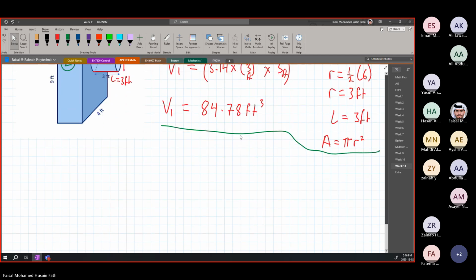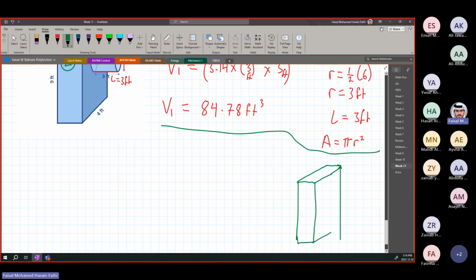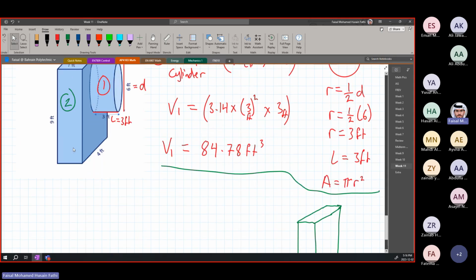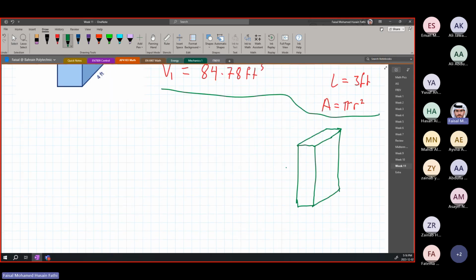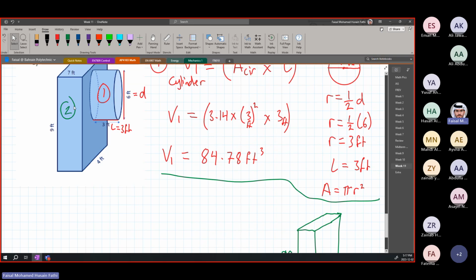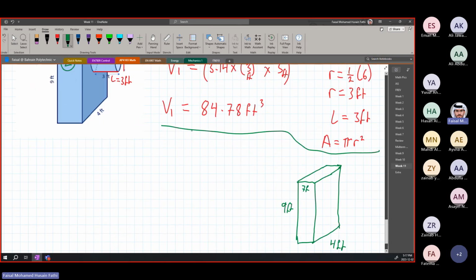Second volume. Let me just redraw the shape very quickly. Something like this. Okay, this is the shape we have. We know that this is 9 feet. We know that this is 4 feet. This top part, this is 7 feet. This part, and this part. Okay?